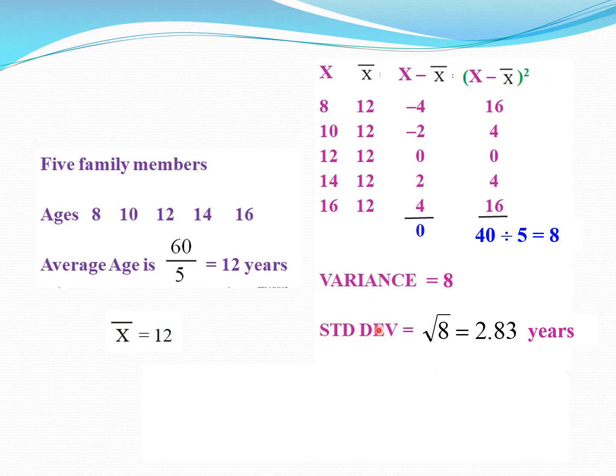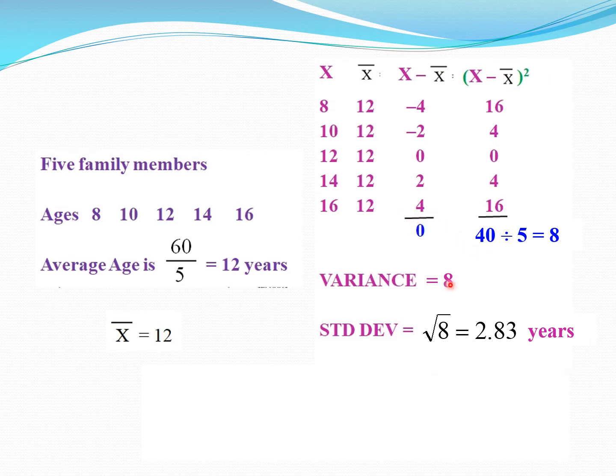So the normal way of finding standard deviation is you get the average, you get the difference between the age and the mean, and then you square them to prevent the positives cancelling out the negatives. In this case, add them up and divide by the number of family members, 5, and we get 8. So the variance is 8, the standard deviation is 2.83 years. So we'll apply this process now to the other two.